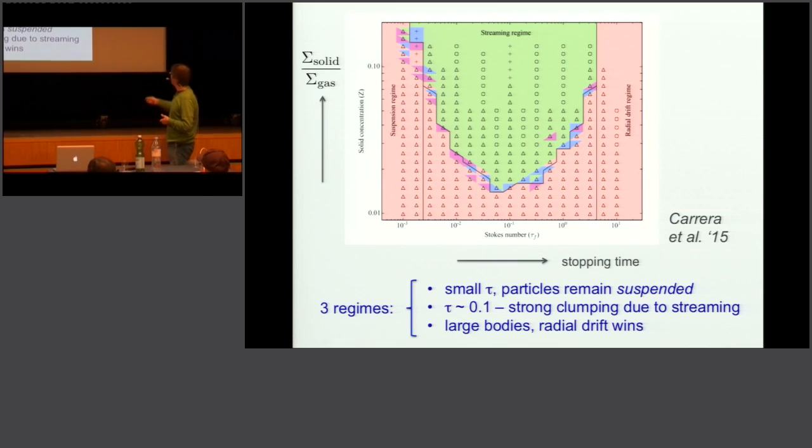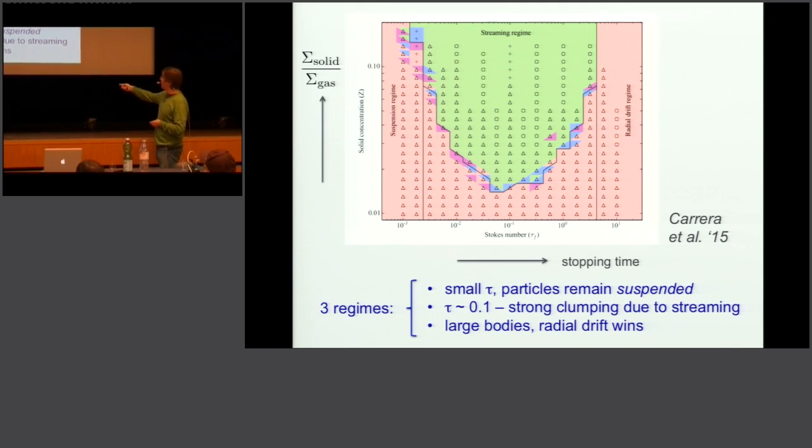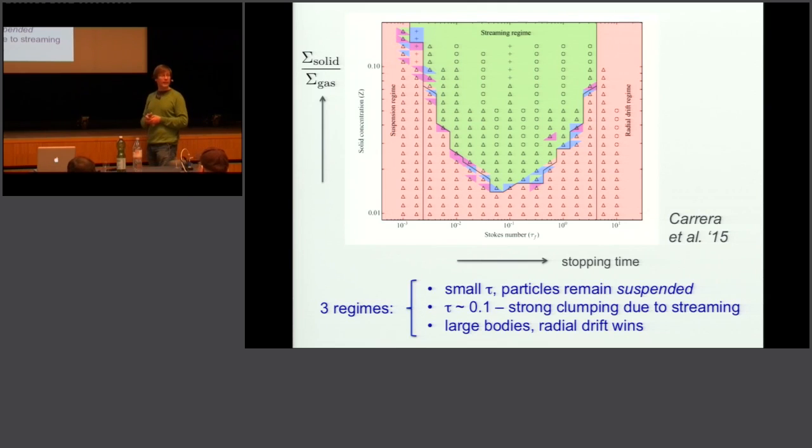Here's another recent calculation by Carrera and collaborators asking when this streaming instability would work. So here we're plotting when the instability would work in the frame of the stopping time here and the solid concentration in the disk just when the solids are smoothed out over the gas disk. So the standard dust-to-gas ratio of 10 to the minus 2 would be down at the bottom. Here we would have higher local concentrations of solids. And this green region here is the region where the streaming instability would be expected to happen and to grow rapidly. Off to the right, radial drift would tend to be faster, and off to the left, the particles wouldn't settle into a narrow enough layer in the midplane to trigger these kind of instabilities.